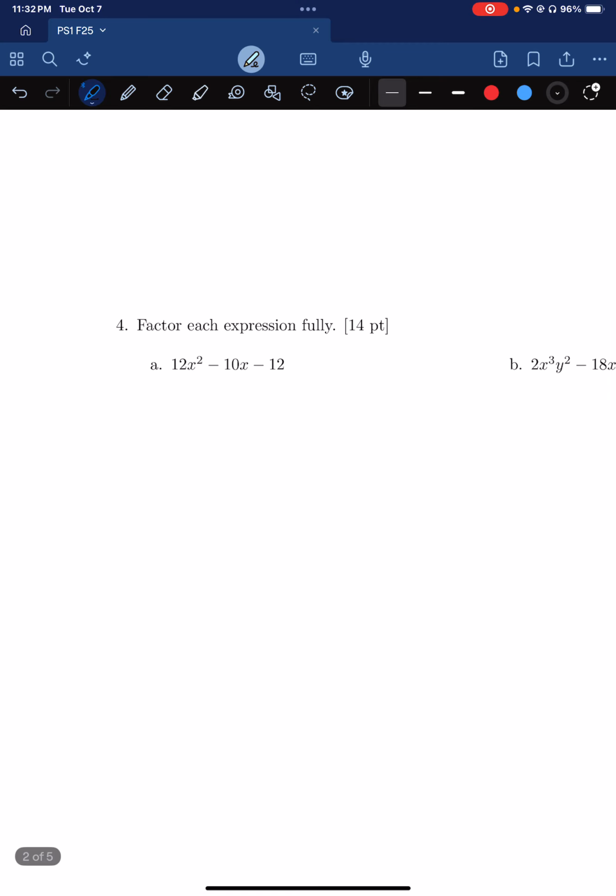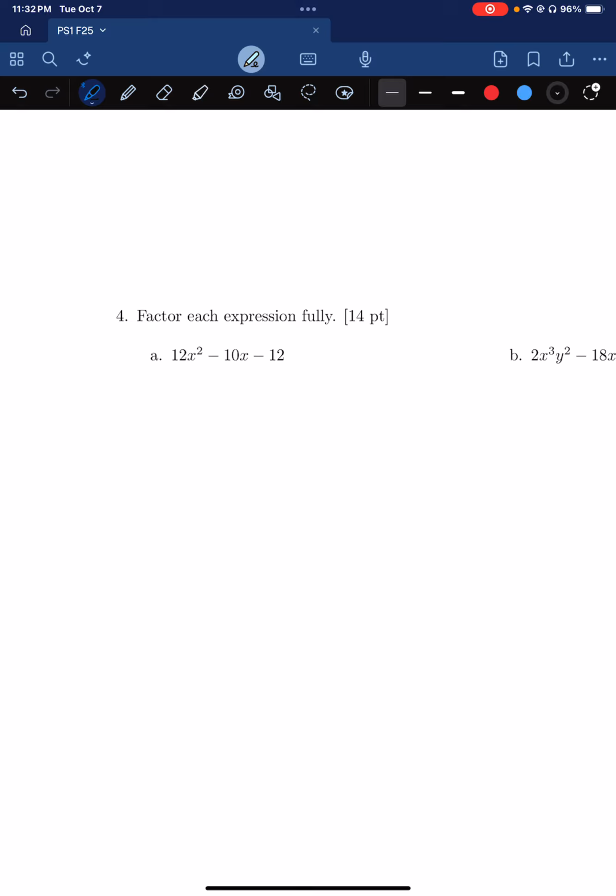All right. Here we are going to factor these expressions. I notice here 12, 10, and 12, they're all even. So I know at least they're going to have a common factor of 2. And so I'm going to pull that out first. 2 times 6x squared minus 5x minus 6.